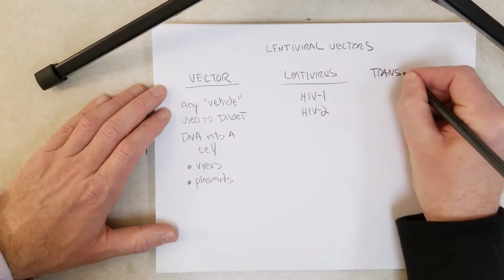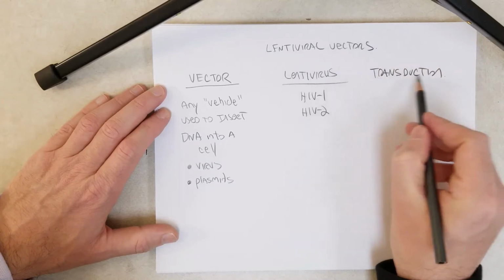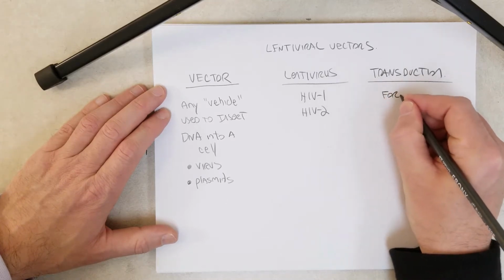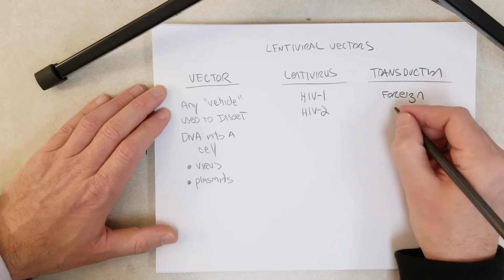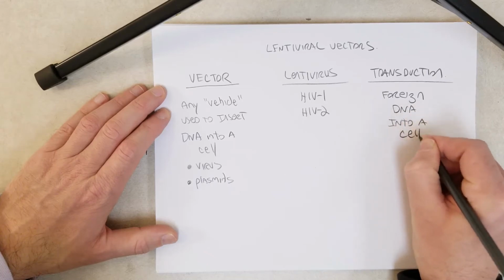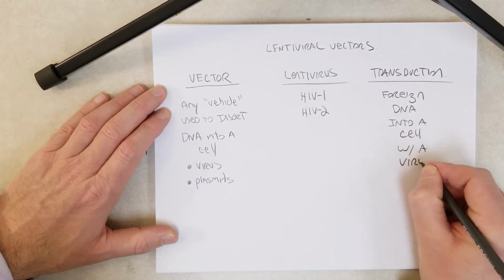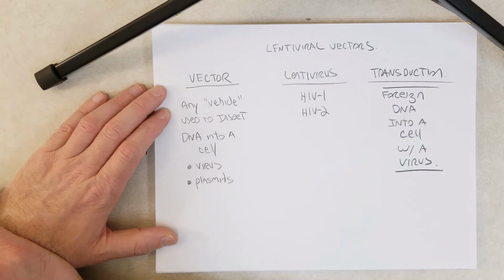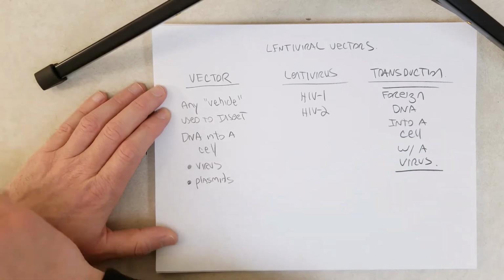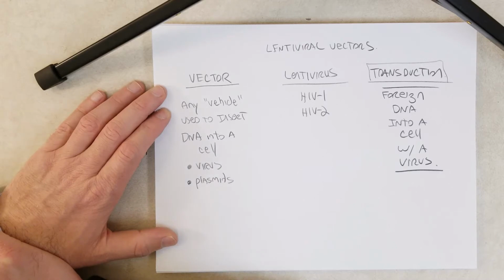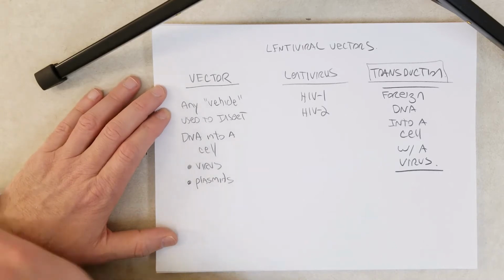Another term which might come up is transduction. We use the term transduction when researchers are trying to insert foreign DNA into a cell with a virus. Transduction also occurs naturally, right? When viruses insert their DNA into the genome of a host, they are transducing the host. That's what that word means. And we can use transduction in molecular biology when we use a lentiviral vector to introduce DNA into a host cell.